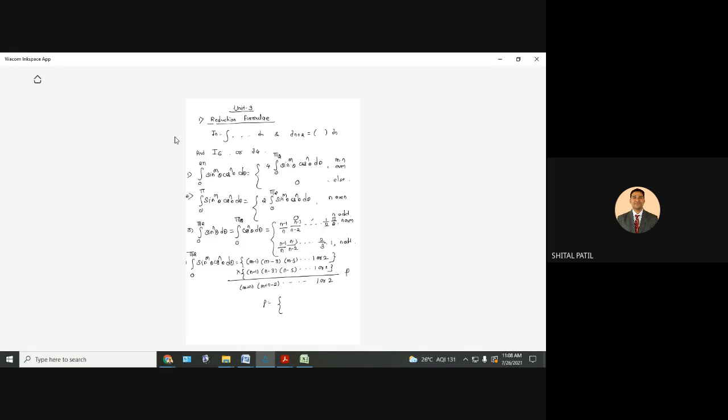And what is p? P is not equal to 0. P is equal to pi by 2 or 1. It is pi by 2 if both m and n are even. Else, if one of them is odd, p is equal to 1.